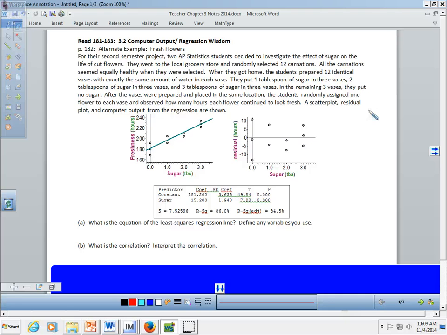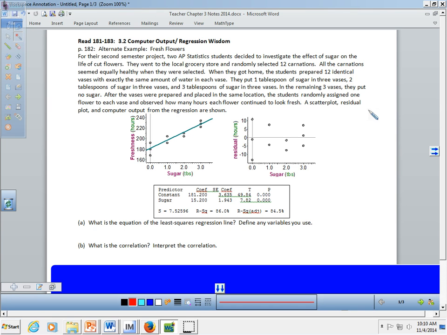Instead, what you'll find is a situation like this example, fresh flowers. For their second semester project, 2 AP Stat students decided to investigate the effect of sugar on the life of cut flowers. So they went to the grocery store, picked 12 carnations at random. They seemed equally healthy. When they got home, the students prepared 12 identical vases with exactly the same amount of water in each vase. They put 1 tablespoon of sugar in 3 vases, 2 tablespoons in 3, 3 tablespoons in 3, and in the last 3, they didn't put any sugar at all.